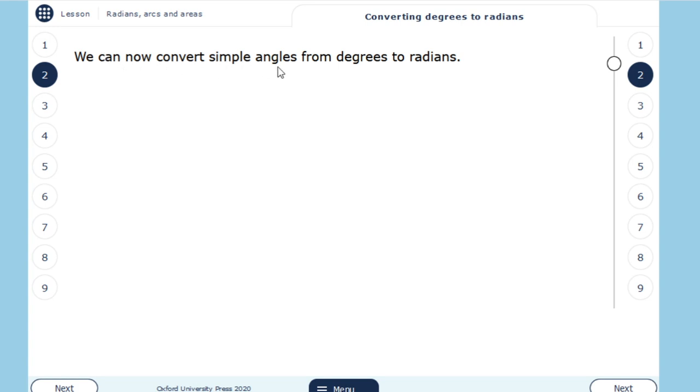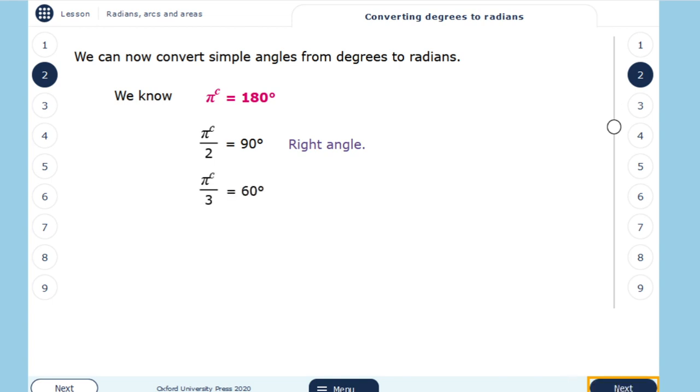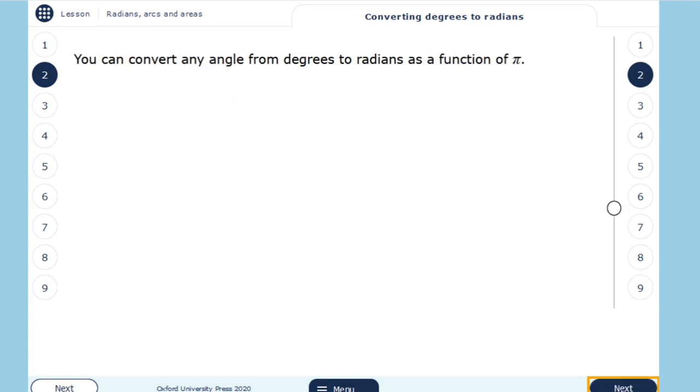We can now convert simple angles from degrees to radians. Basically π is 180 degrees, π over 2 is 90, a right angle, π over 3 is 60, π over 4 is 45, π over 6 is 30, and 2π is a full turn or circle. You can convert any angle from degrees to radians as a function of π.